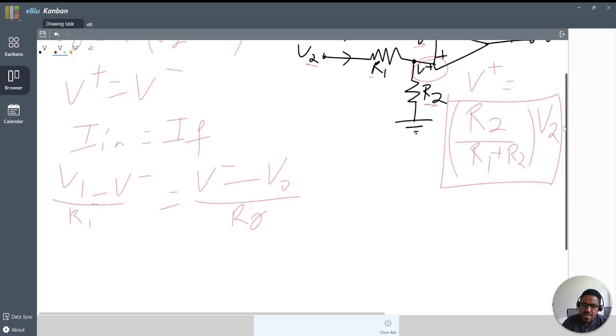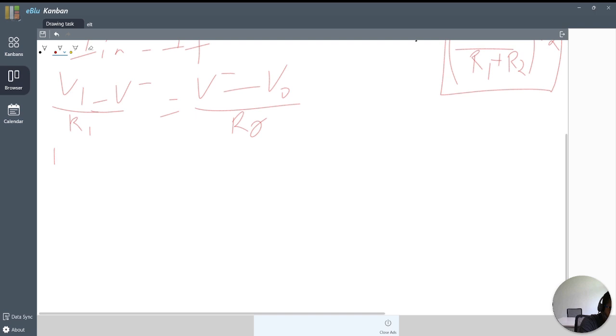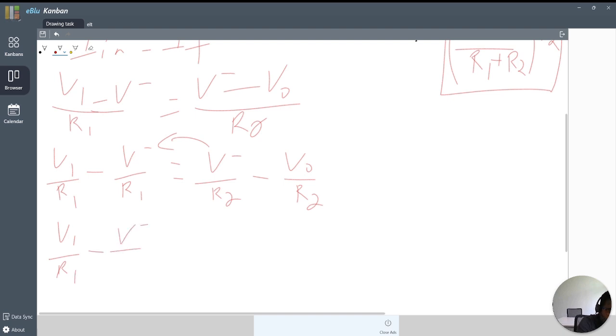So again, when you simplify this, V1 over R1 minus V inverting over R1 equal to V inverting over R2 minus V out over R2. So this means when you move this V inverting over R2, V1 over R1 minus V inverting over R1 minus V inverting over R2 equal to minus V out over R2.